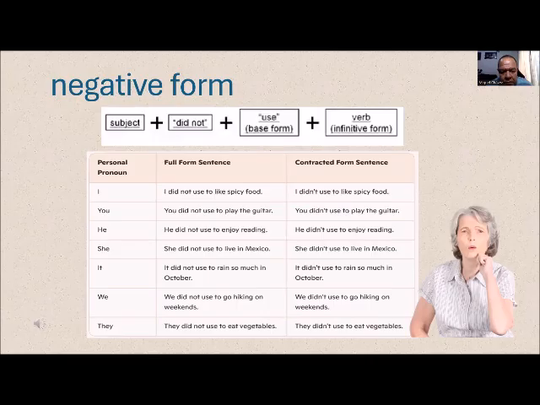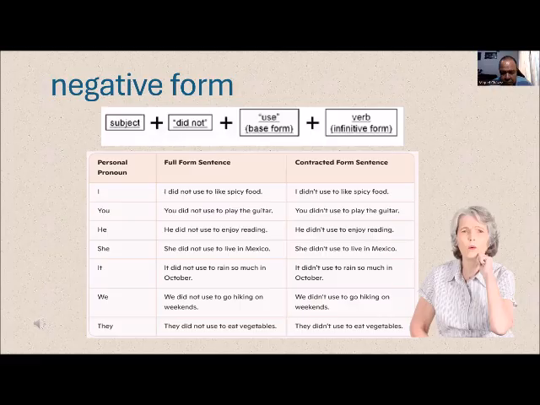Examples: I did not used to like spicy food. You did not used to play the guitar. He did not used to enjoy reading. She did not used to live in Mexico. It did not used to rain so much in October. We did not used to go hiking on weekends. They did not used to eat vegetables.